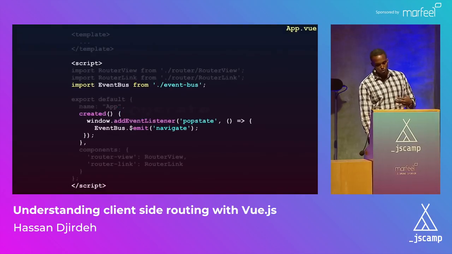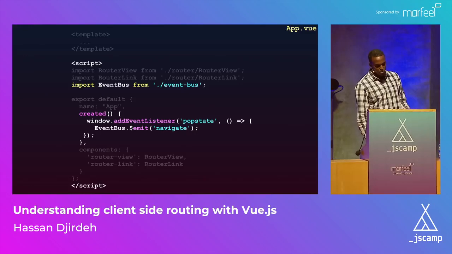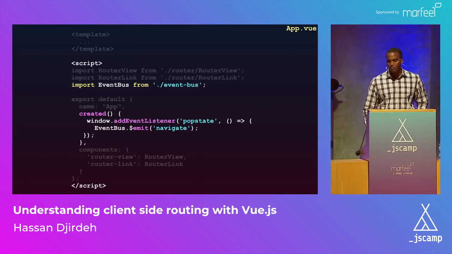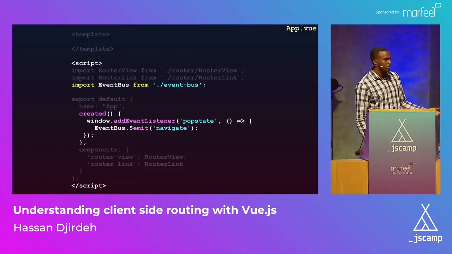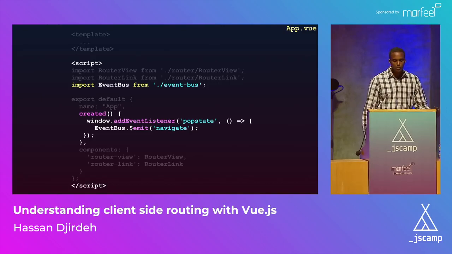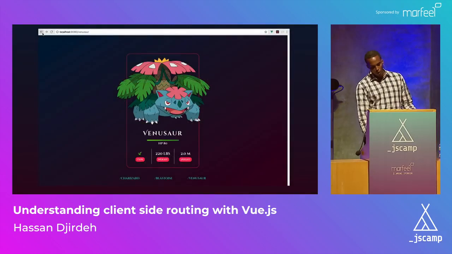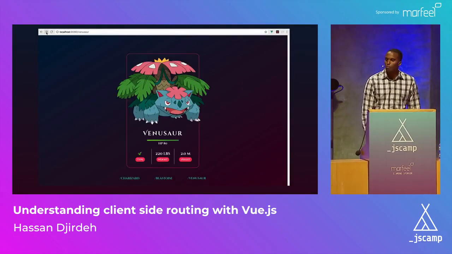So what we'll do to help resolve this is, in the parent app component, specify the event bus, we'll import it, and in the created lifecycle hook, attach an event listener to the window object. And we'll say when the pop state event ever gets triggered throughout the life of the components, we'll use the event bus to emit the same custom event called navigate. Router view is listening to that custom event, so it'll be aware of the change, and it'll pick the new Pokemon component. And now our browser works when you go browser back and browser forward.